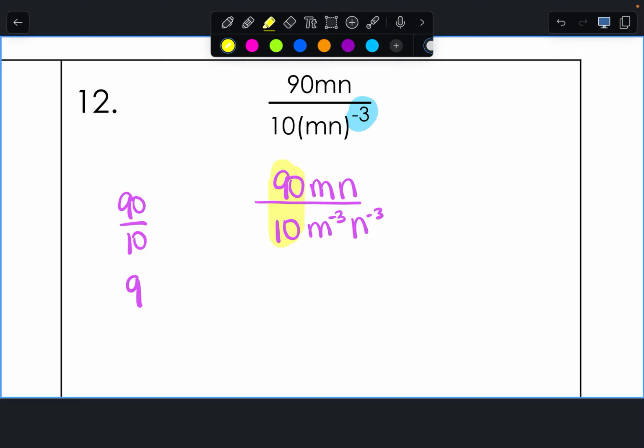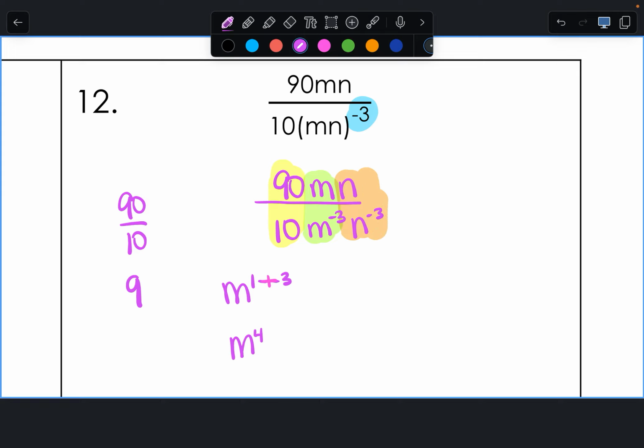Our group of m's, what are we going to subtract? 1 minus negative 3. Okay, so let's pay attention here. What happens when you minus a negative? It turns into plus. So you end up with m to the 4th. After you subtract, did you need to move it? No.